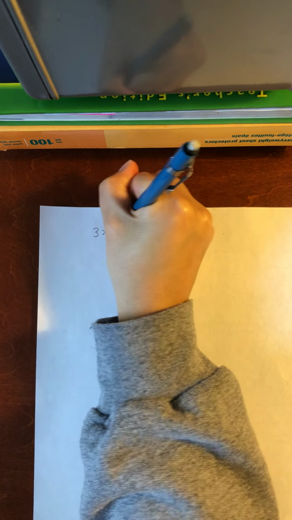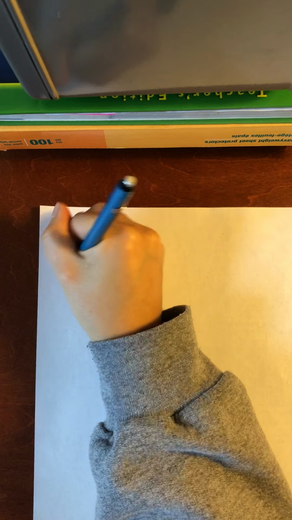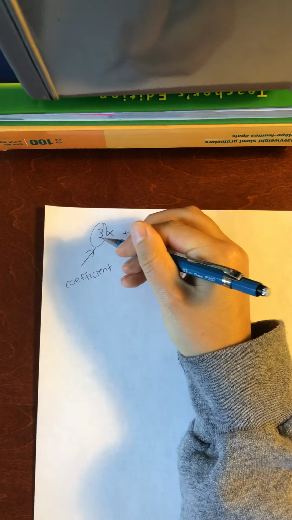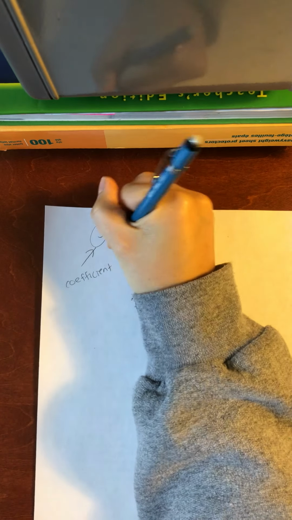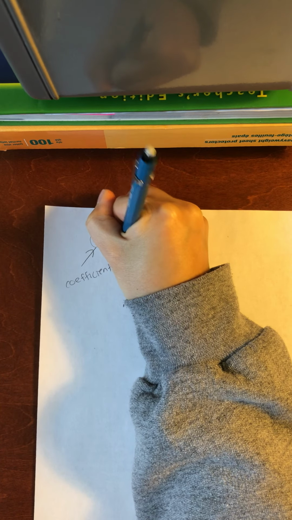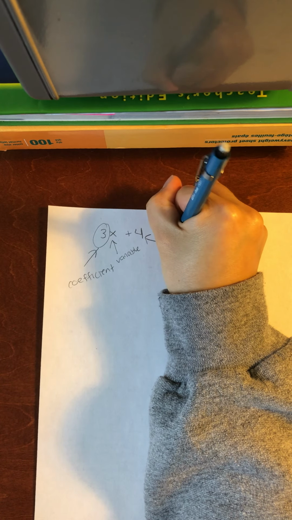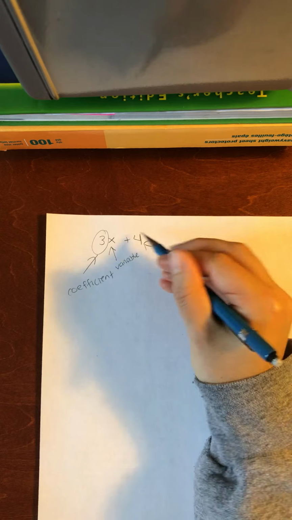Okay, last but not least, tomorrow you're going to have some questions about constant, coefficient, variable. So if I gave you an expression like 3x plus 4, this is the coefficient, because the coefficient is what is in front of the variable. Okay, x is your variable, and then 4 is your constant. 4 is the number, any number that's not next to a variable.